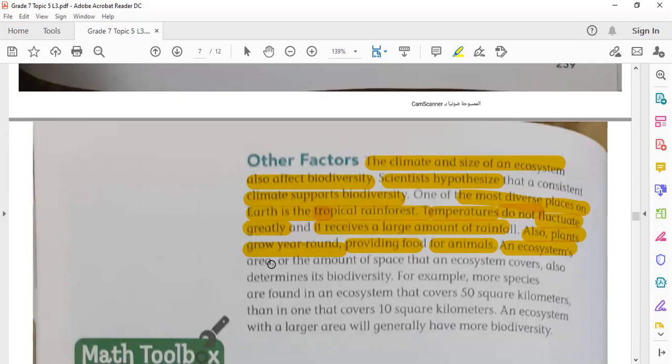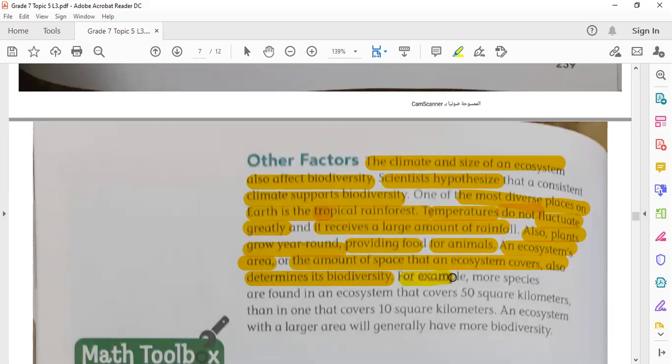An ecosystem's area, or the amount of space that an ecosystem covers, also determines its biodiversity. Of course, if the ecosystem is large, that means there is more space. When there is more space, that means many organisms like animals will find more shelter. The shelter will be available.